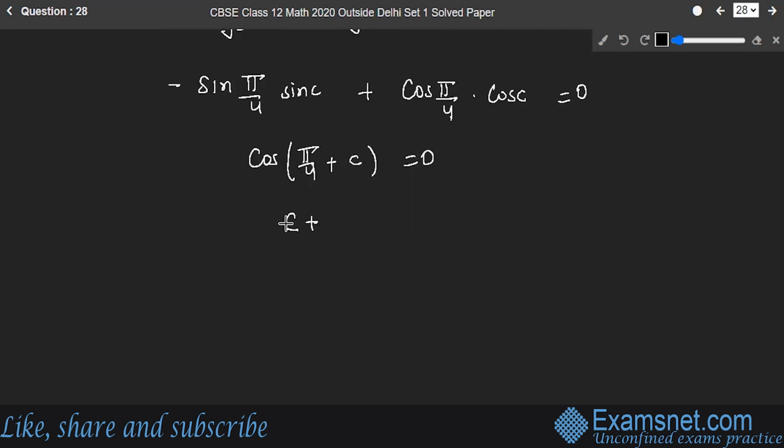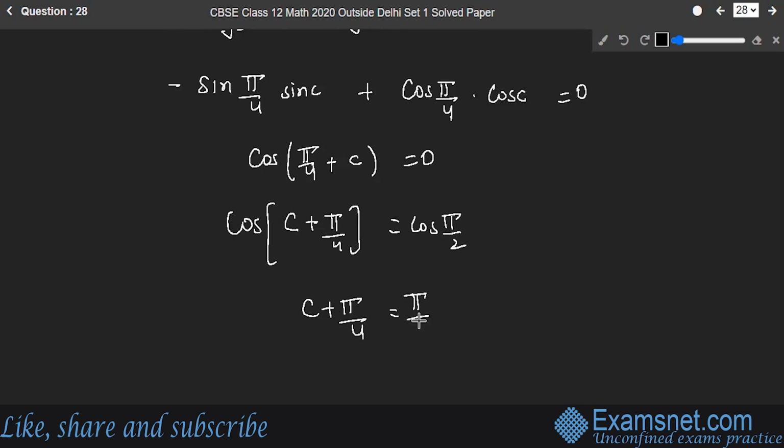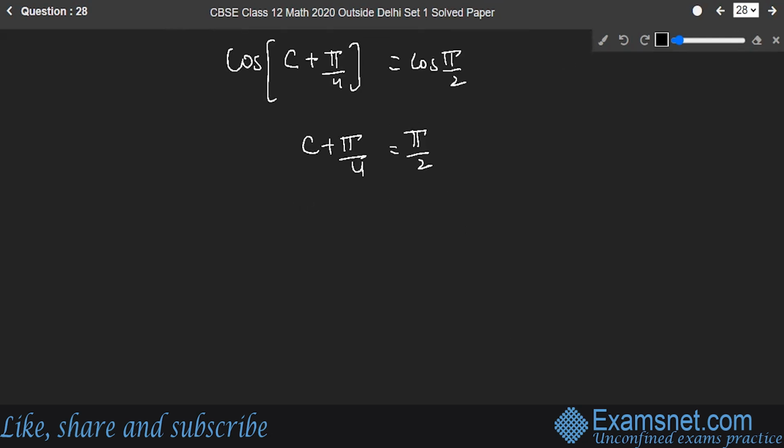This is equal to 0. Cos of c plus pi by 4 is equal to 0 when cos is equal to pi by 2. So that means c plus pi by 4 is equal to pi by 2, or c is equal to pi by 2 minus pi by 4, which is equal to pi by 4.